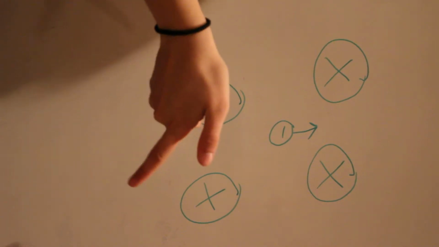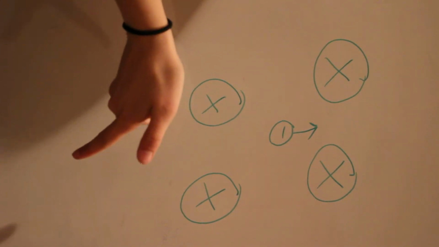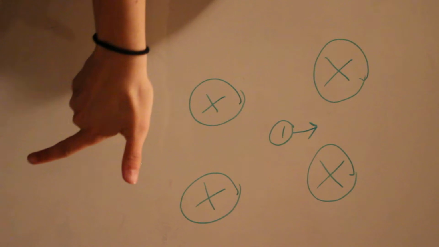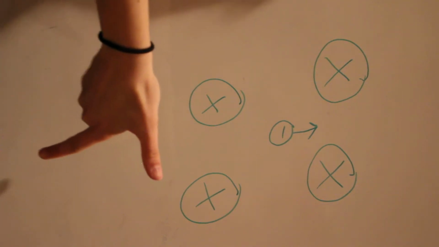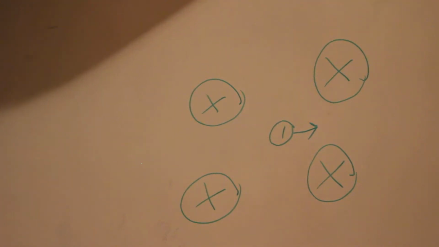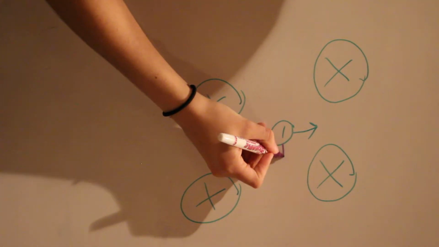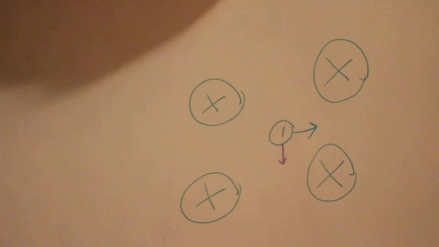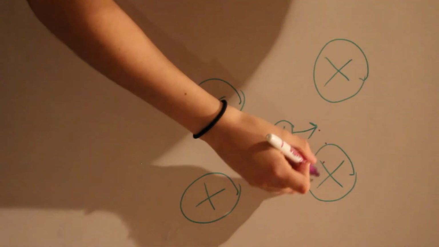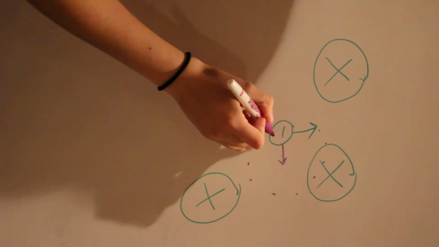Our middle finger is still going to go into the board, the direction of the magnetic field, and then our thumb comes out at a 90-degree angle. So, the negative particle will move in the opposite direction of the positive particle. It will also end up moving in a circle, just in the other direction.